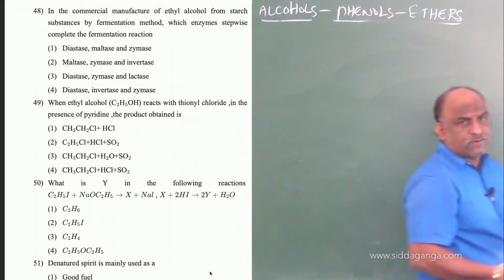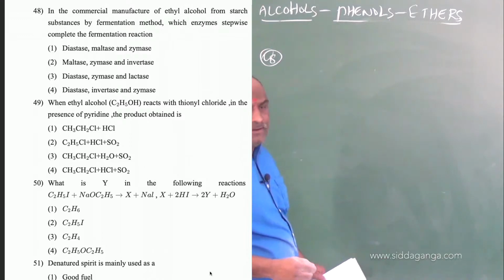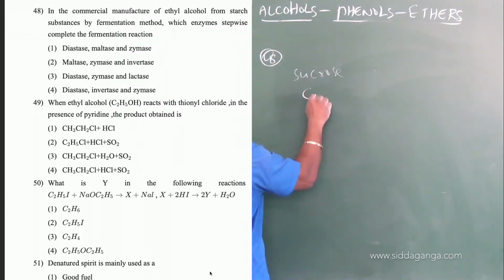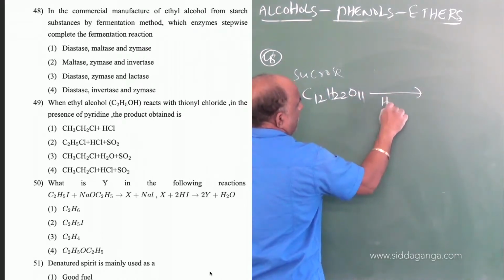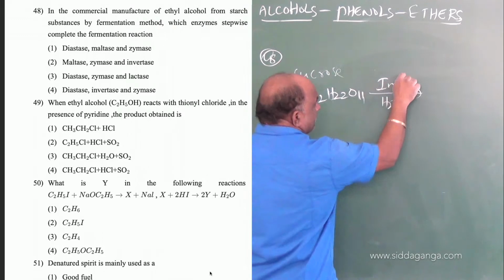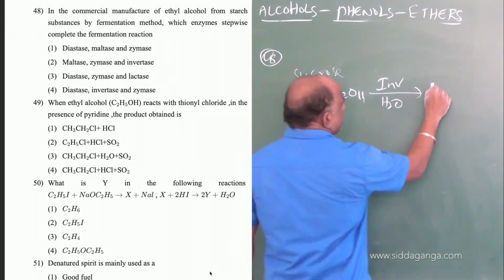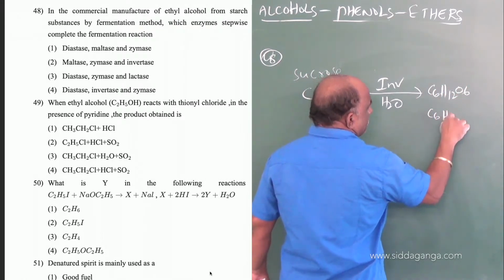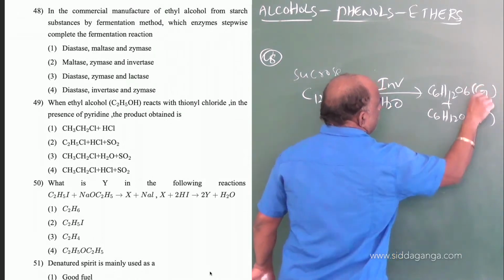So from sucrose, suppose the question number 48, if it was sucrose, sucrose means molecular formula C12H22O11, hydrolysis in the presence of invertase. First enzyme is called invertase, and this invertase gives rise to one is glucose and second one is fructose.